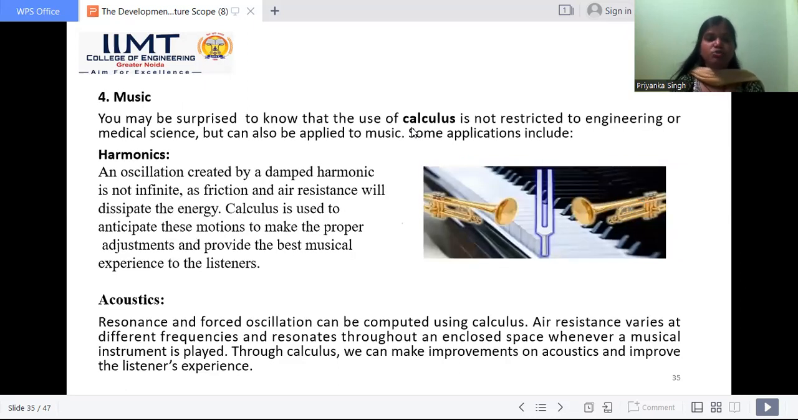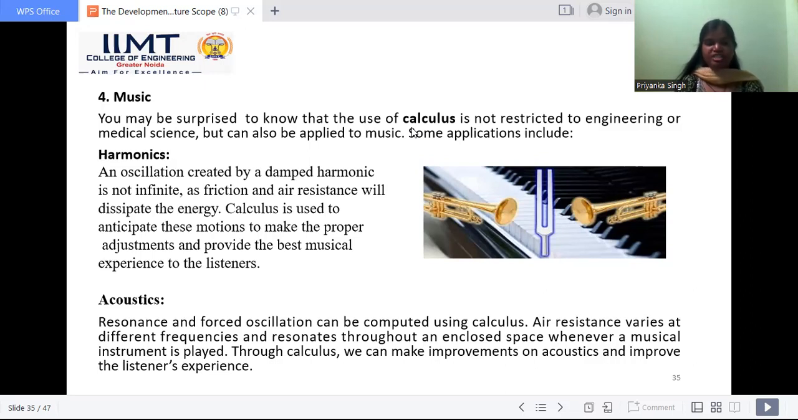Music. You may be surprised to know that the use of calculus is not restricted to engineering or medical science, but can also be applied to music. Some applications include harmonics. An oscillation created by a damped harmonic is not infinite as friction and air resistance will dissipate the energy. Calculus is used to anticipate these motions to make the proper adjustments and provide the best musical experience to the listeners.